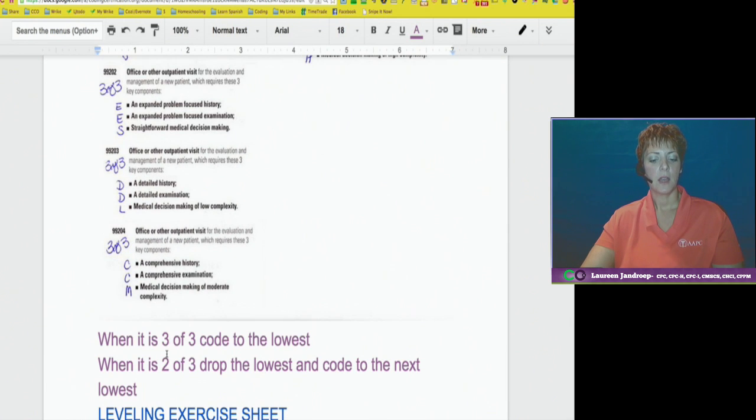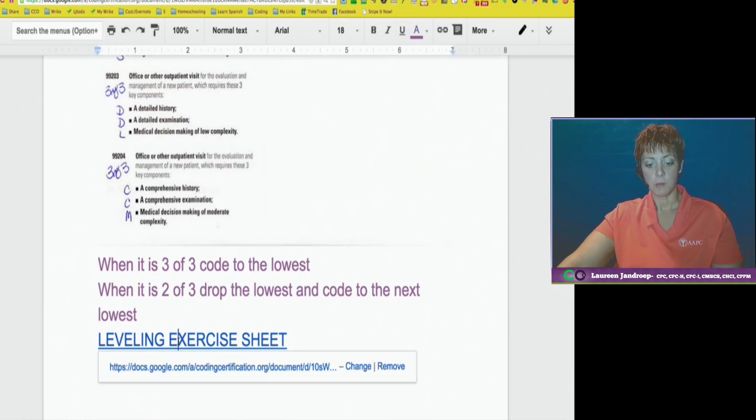And then if it's, like say, an established office patient, this phrase says which requires 2 of these 3 key components. Okay, so when you have that, then you can drop the lowest and code to the next lowest. So in our example we just did, we could drop the level 3, and we code to the next lowest, which was a level 4. Okay, so I'm going to show you how that works. Let me see how this pulls up.